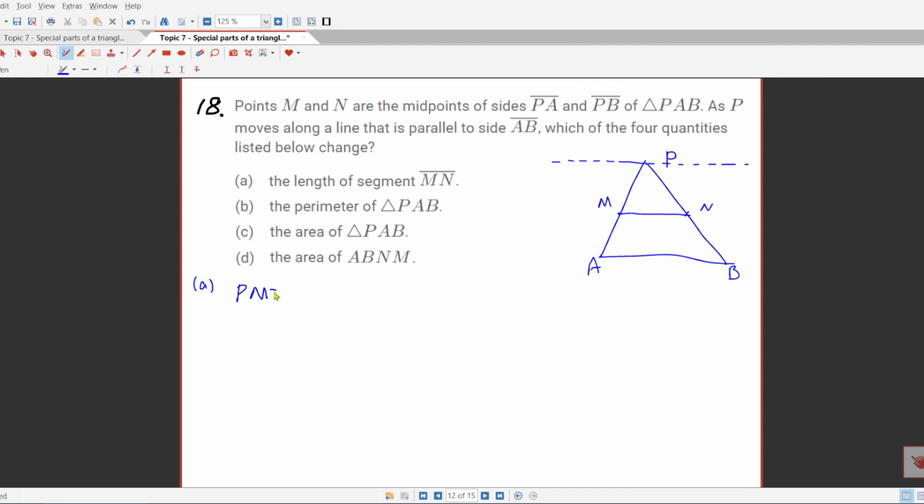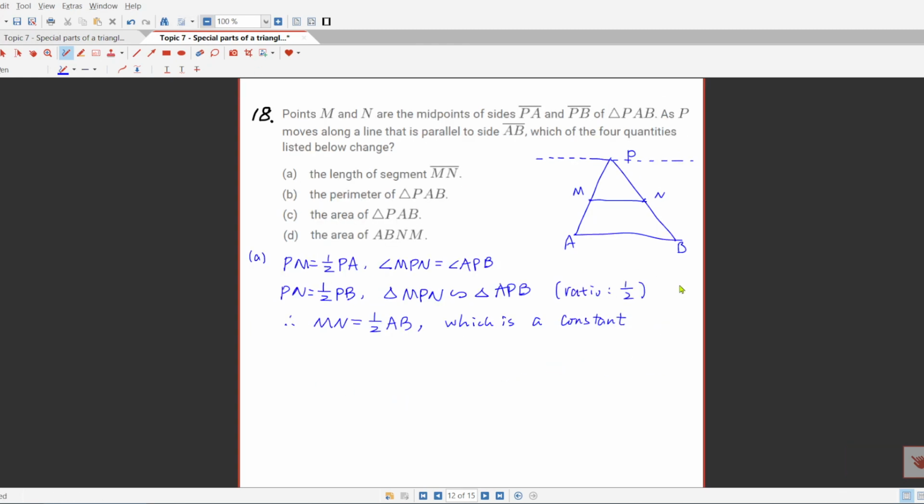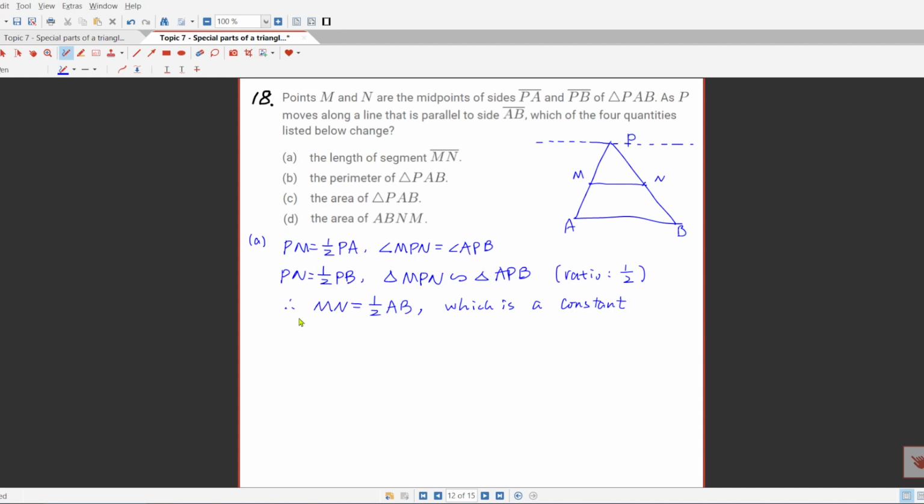we have PM equals 1/2 of PA, right? And angle MPN equals angle APB, and PN equals 1/2 of PB. Therefore, we know triangle MPN is similar to triangle ABP, right? With ratio 1/2. Therefore, we know MN equals 1/2 of AB, which is a constant. So this length does not change. So the length of MN is constant, right?